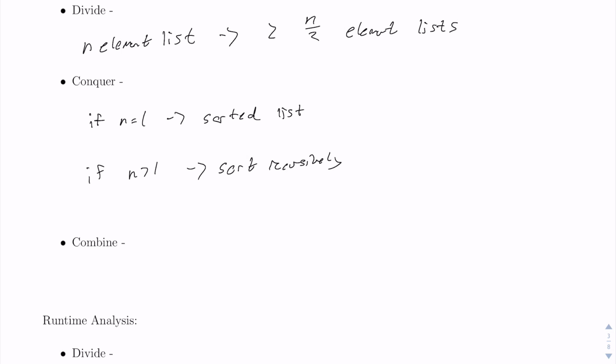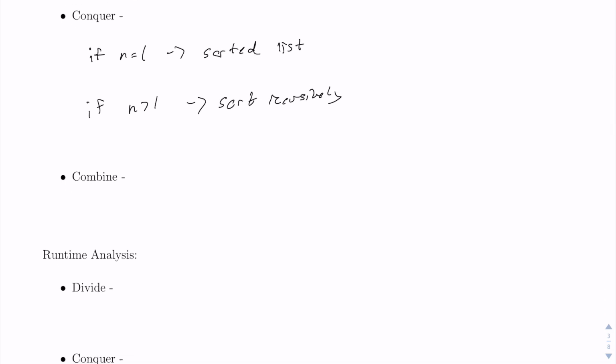So then on to our combine step. What do we do in our combine step? In merge sort, this is our merge. Anybody want to explain what this does? Right, you take all of your sorted sublists and merge them back together until you get one final sorted list. And that's how merge sort works.